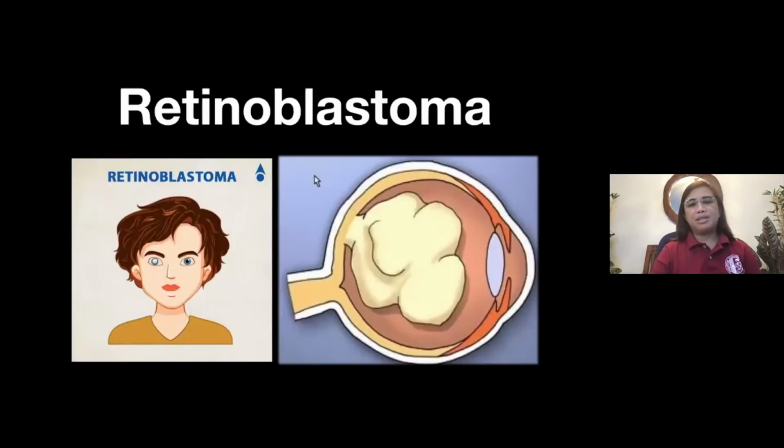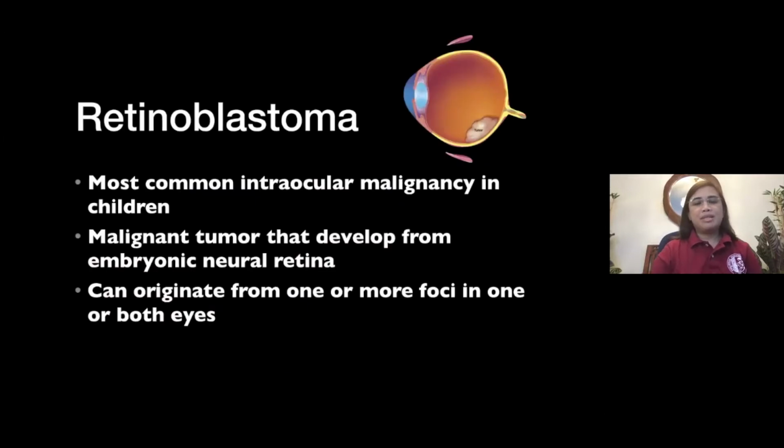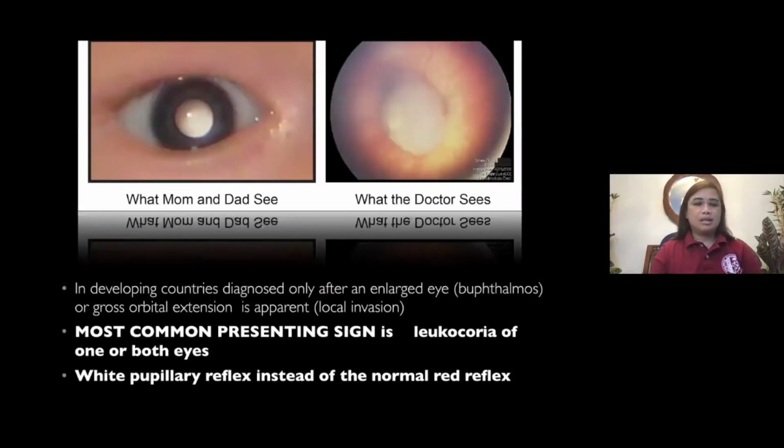Let's start with retinoblastoma. Retinoblastoma is the most common intraocular malignancy in children. It is a malignant tumor that develops from embryonic neural retina. It can originate from one or more foci in one or both eyes. In developing countries, it is diagnosed only after an enlarged eye or in the presence of gross orbital extension.